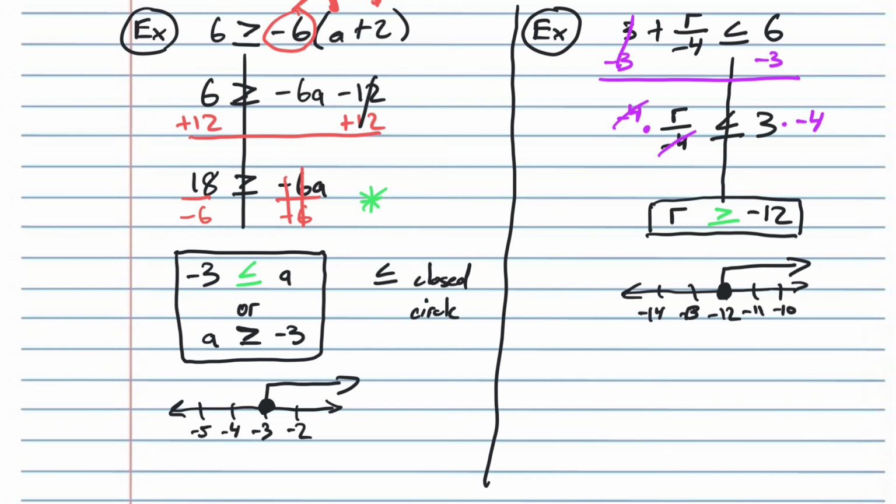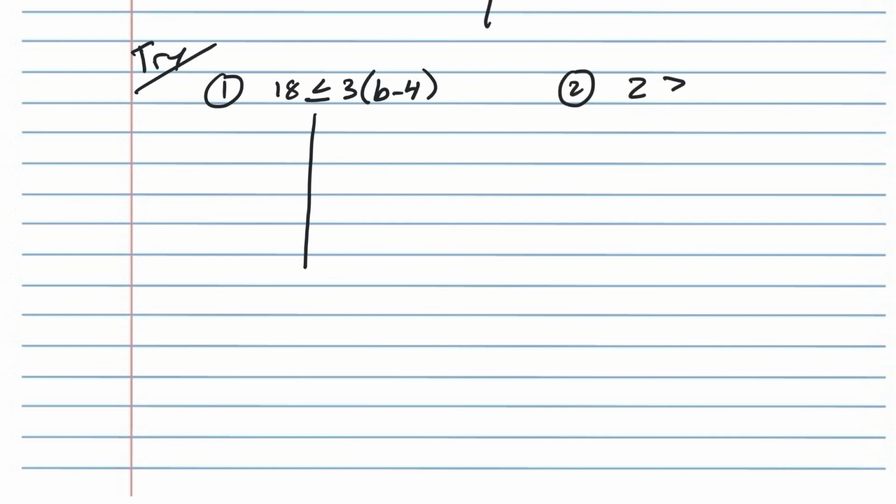Okay. Like I said, I want you guys to try 2 of them on your own. That way you know you're ready and you're comfortable with these questions. All right, so 2 questions I want you to try. I'm going to write them both on the screen, then I'll pause the video, or you can pause the video to try them out. Okay, so number 1, 18 less than or equal to 3 times b minus 4. And number 2, 2 is greater than negative 3x minus 10.